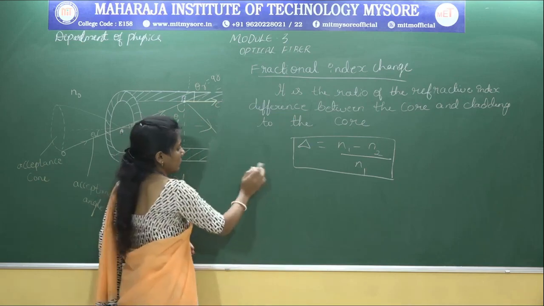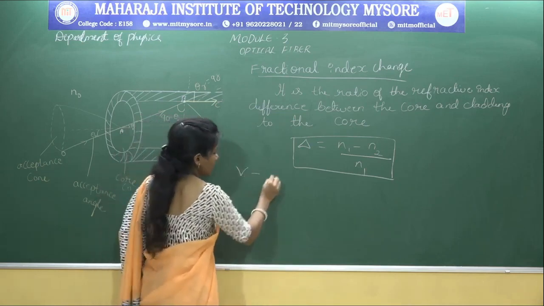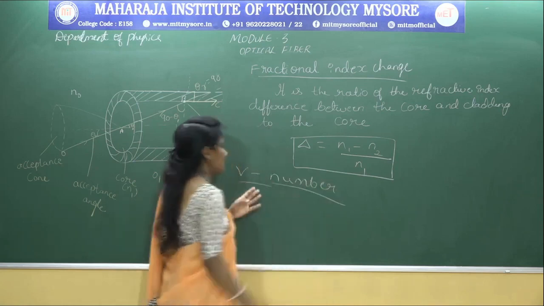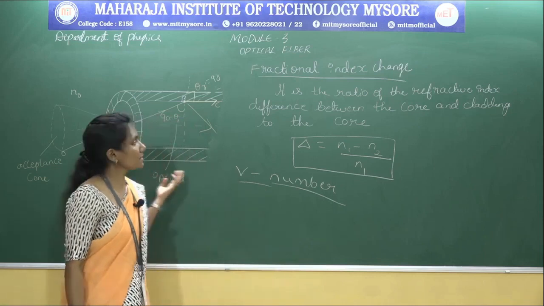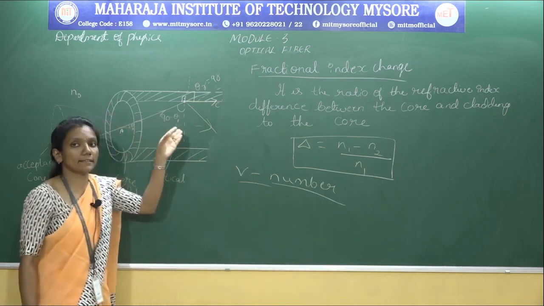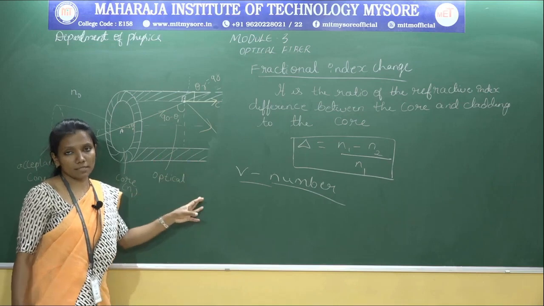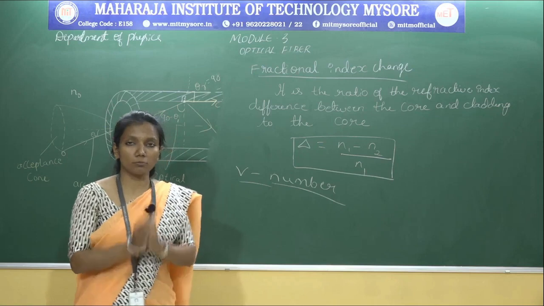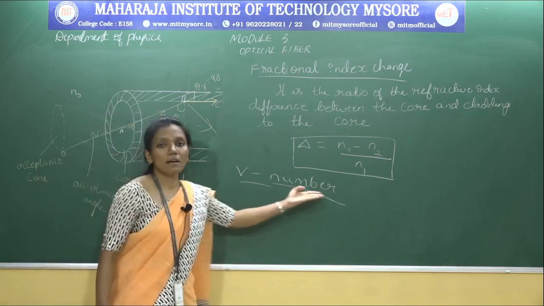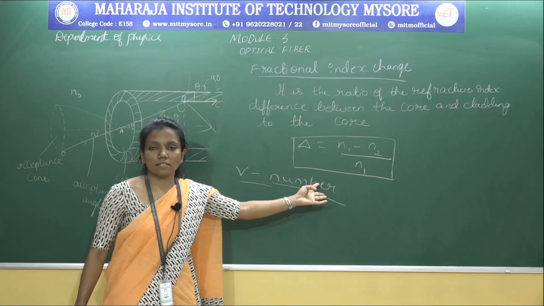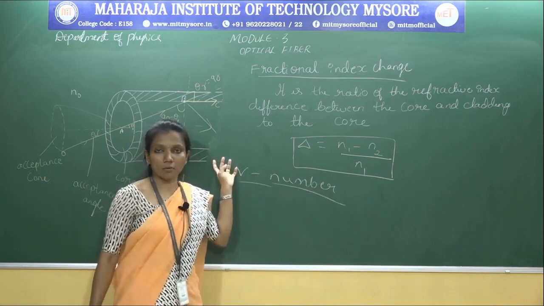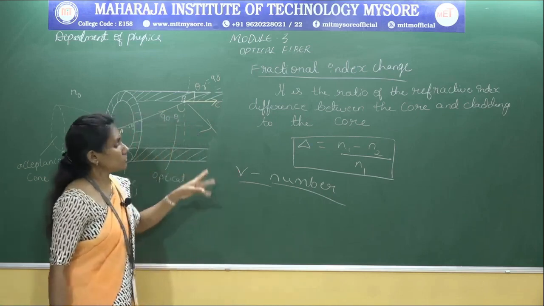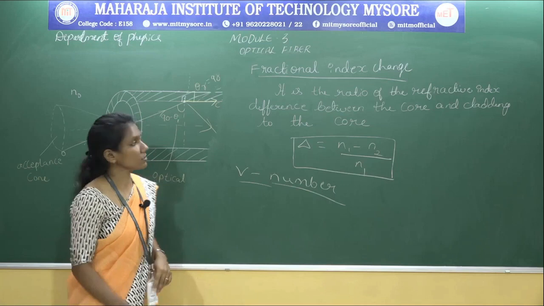Okay. So the next is V number. V number is a parameter used to measure the number of light rays that can enter inside the optical fiber, how many light rays it can sustain inside the optical fiber. To measure that, this V number parameter is required. It depends upon the wavelength and the diameter of the optical fiber, so the V number parameter is defined accordingly.